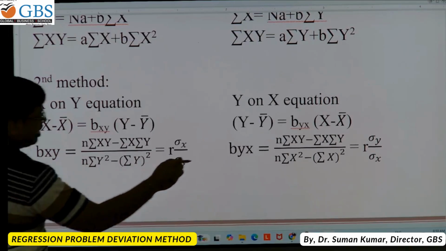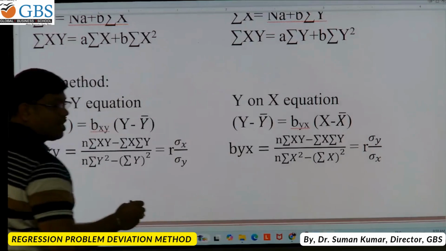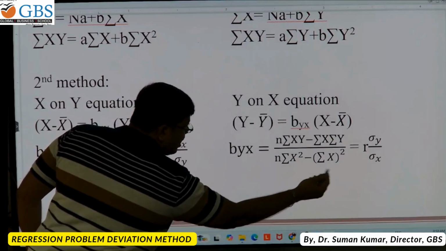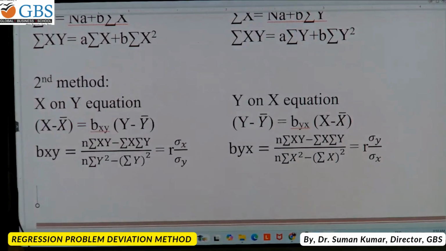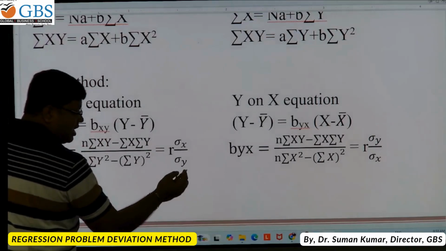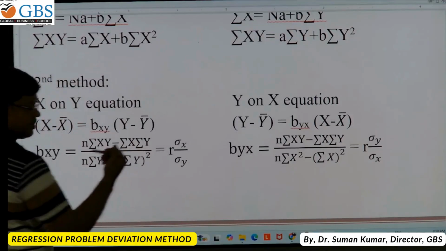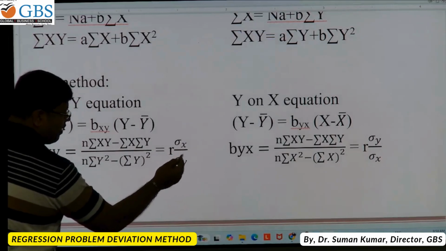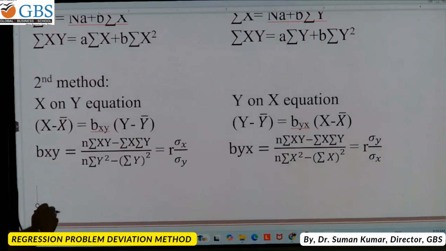Understanding? So here, as it is x on y, sorry, my mistake, y on x, the denominator should be x. Is it clear? So one more formula for regression coefficient is this, bxy. We can find it out by using this, or when standard deviation is given, we can use this part. What is this? R into standard deviation of x divided by standard deviation of y.